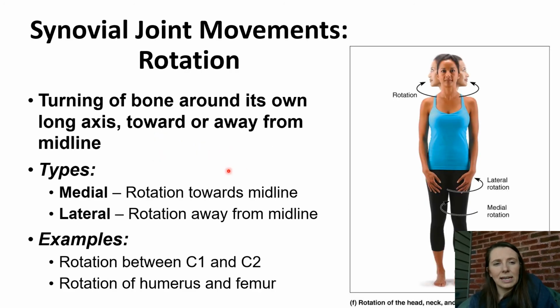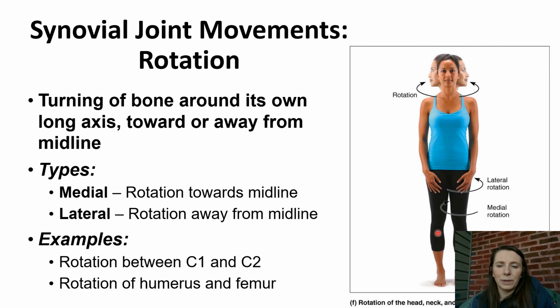So the next movement would be rotation. And rotation is basically when you're turning a bone around on its own long axis, either towards or away from the midline. And there's a couple of different types here. So for example, medial rotation is where you're rotating the joint towards the midline.